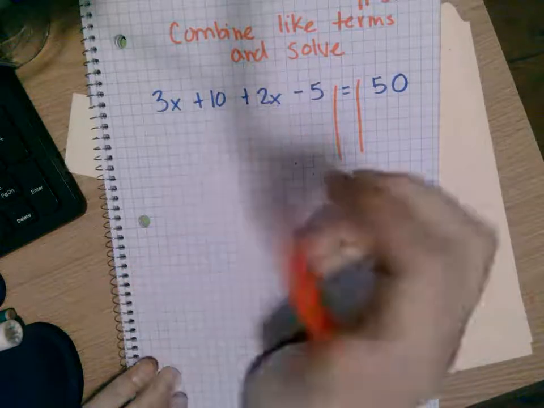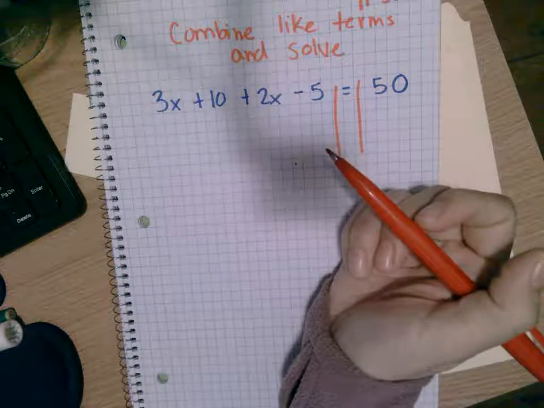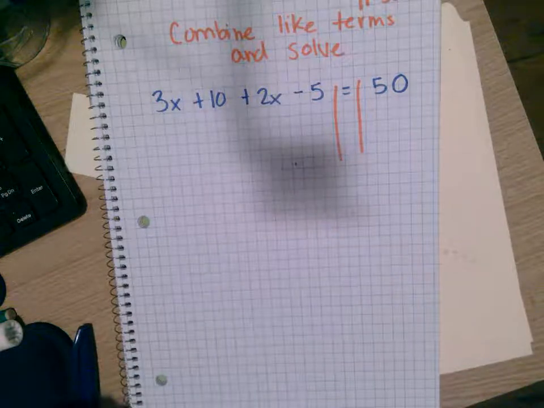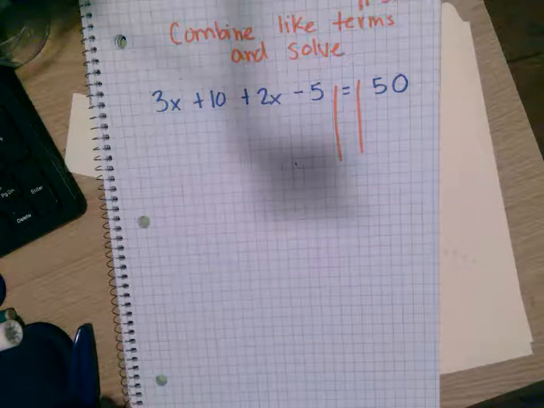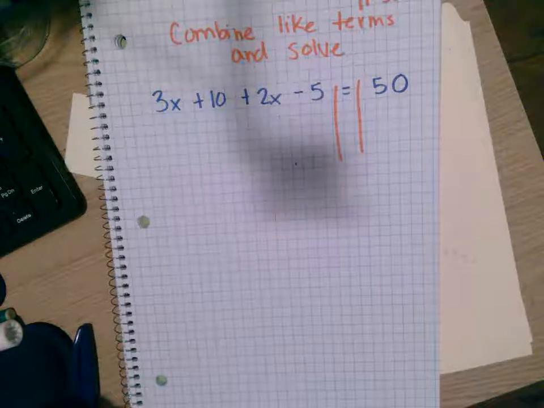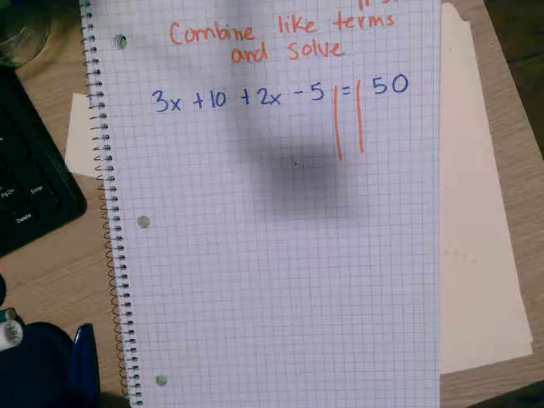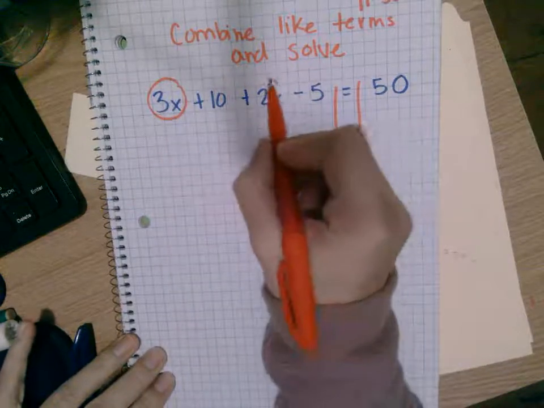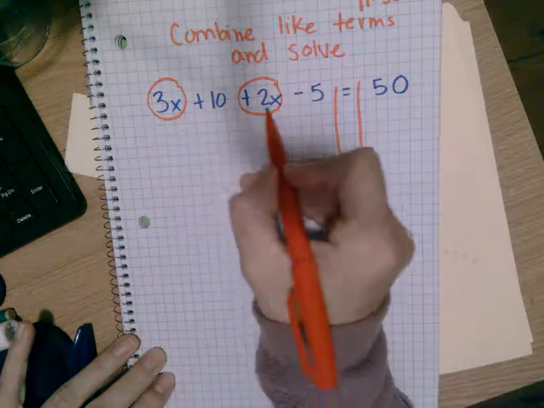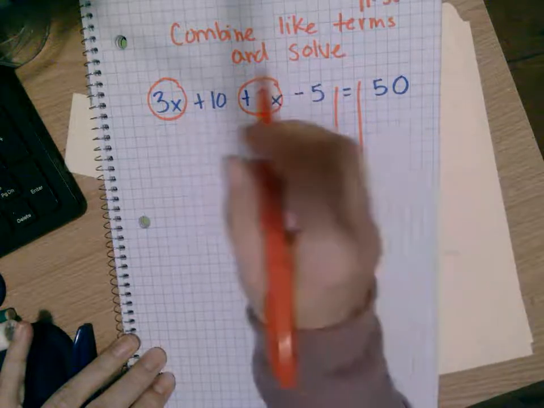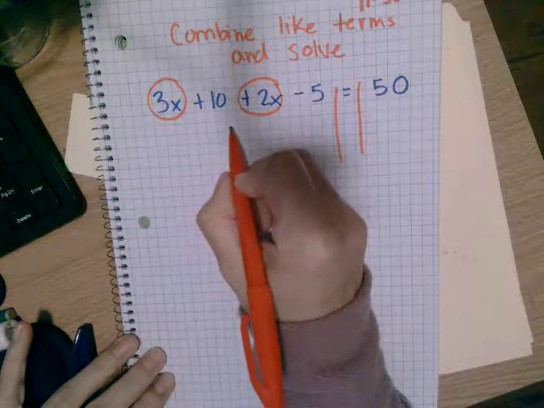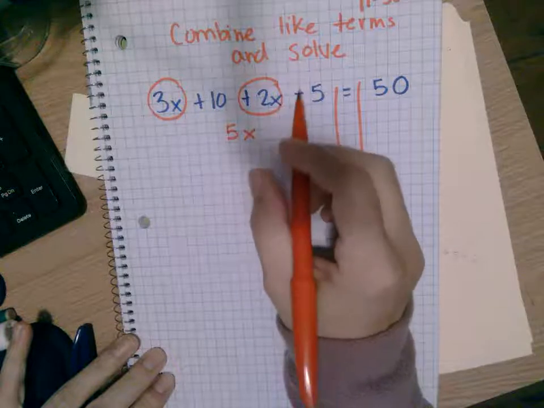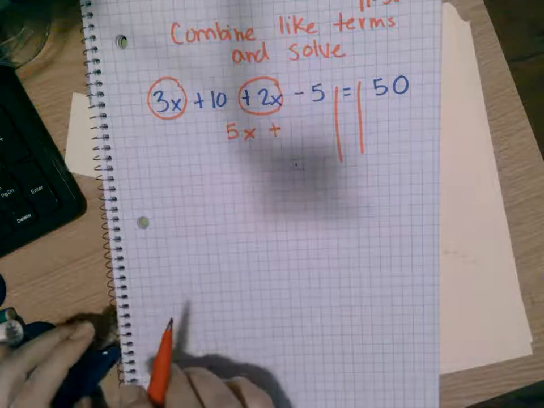On this side, what two things can I put together? What two things are like terms? 3x and 2x. Yes, thank you. I can put these two together, the 3x and the 2x. What's 3x plus 2x? 5x, thank you.